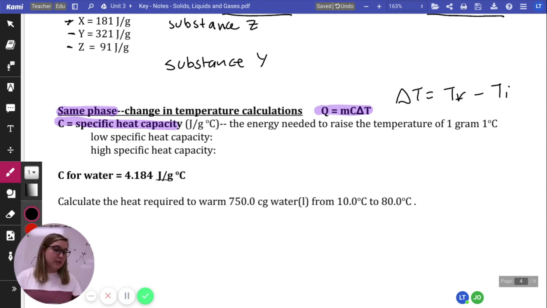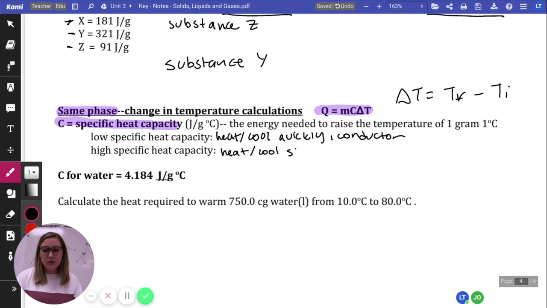If you have a really low specific heat capacity, it means it doesn't take much energy, so it's going to heat or cool very quickly. And we call those conductors. And then if you have a really high specific heat capacity, it takes a lot of energy, so it's going to heat or cool slowly. And those are called insulators.